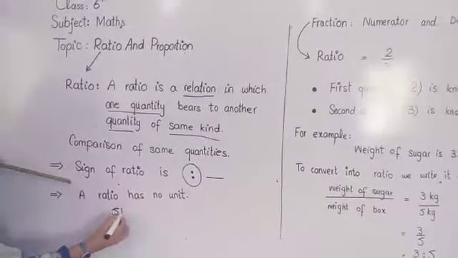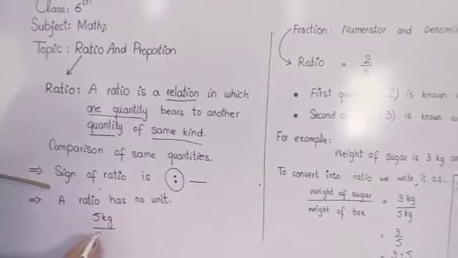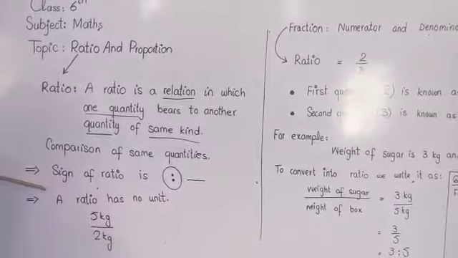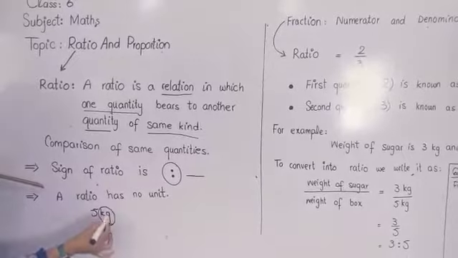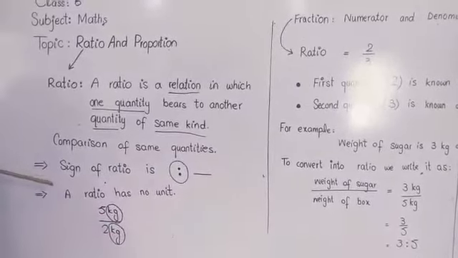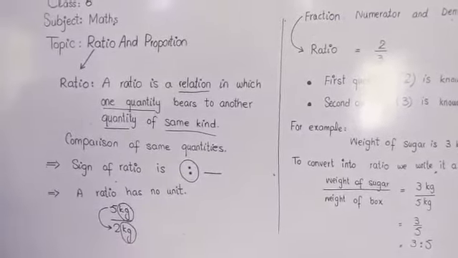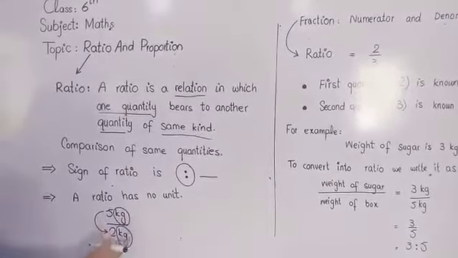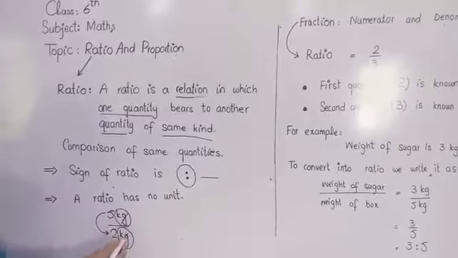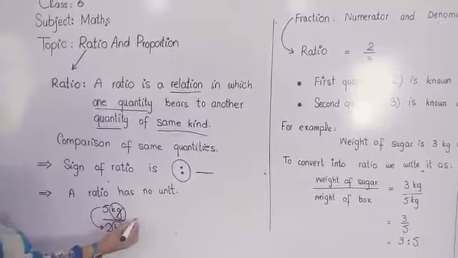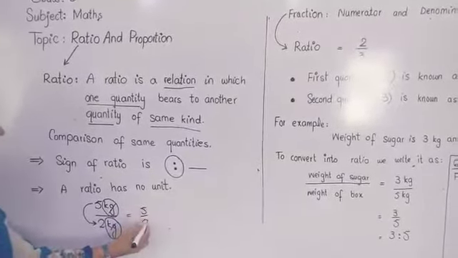5 kg over 2 kg. Unit means this kg. Kg is called the unit. These 5 and 2 are the magnitudes, which is the weight of different things. Kg is cancelled by the kilogram. So the only thing which remains will be equal to 5 over 2.